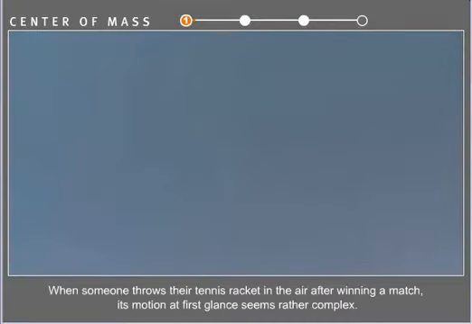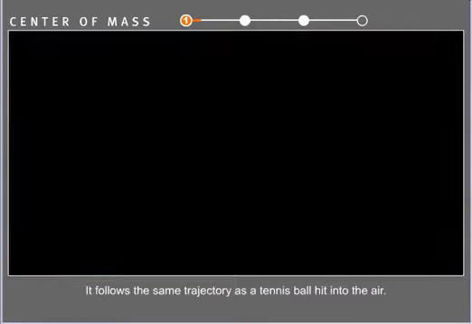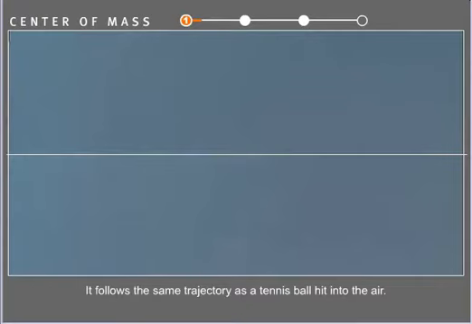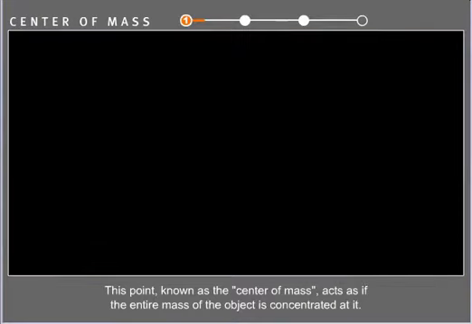When someone throws their tennis racket in the air after winning a match, its motion, at first glance, seems rather complex. But if you look carefully, you can see that the principles we've been studying on motion apply here too. A single point appears to represent the movement of the entire mass of the tennis racket as a whole. It follows the same trajectory as a tennis ball hit into the air. This point, known as the center of mass, acts as if the entire mass of the object is concentrated at it.